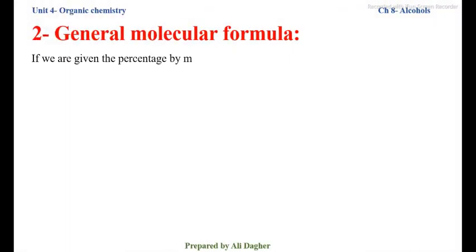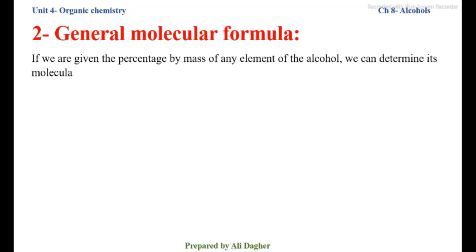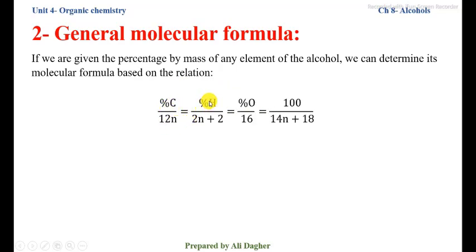If we are given the percentage by mass of any element of the alcohol, we can determine its molecular formula based on the relation: percentage by mass of carbon over 12N equals percentage by mass of hydrogen over 2N+2 equals percentage by mass of oxygen over 16 equals sum of percentages 100 over sum of molar masses, which is 14N+18. If we are given percentage carbon, we take percentage carbon over 12N equals 100 over 14N+18, and we calculate N. The same for percentage H and percentage O.